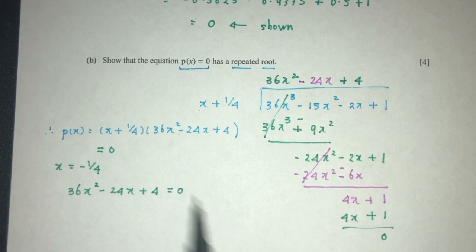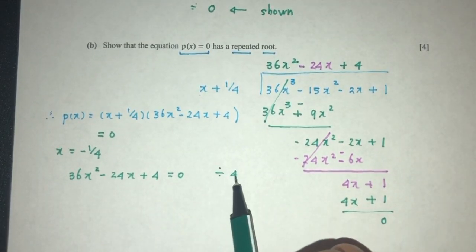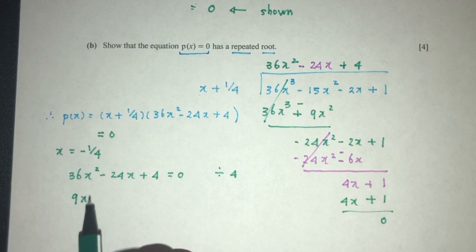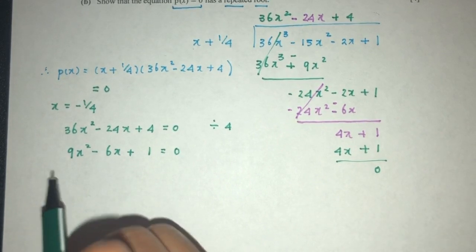How about this one? We have 36 x squared minus 24 x plus 4. Equate that to 0. Now we can simplify this equation. We can divide by 4 everywhere. You will have what? 36 divided by 4 should be 9, but let's check. It is 9 indeed. So 9 x squared minus 6x plus 1 has to be 0.